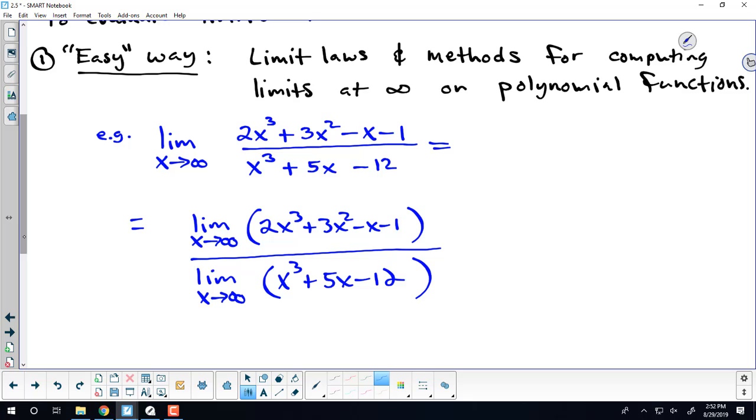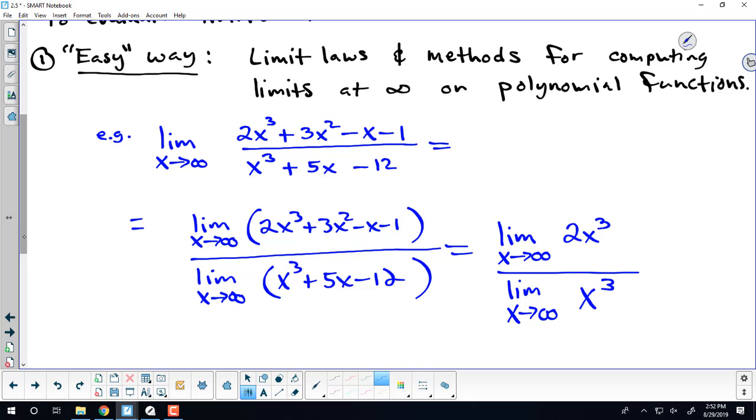So when we look at it that way, then we say, well, the limit in the numerator is simply a limit on a polynomial. Limits at infinity on polynomials, all we have to do is work with the leading term. So this is now the limit as x approaches infinity on 2x cubed over the limit on x cubed as x approaches infinity, right? Just because they're both polynomials.